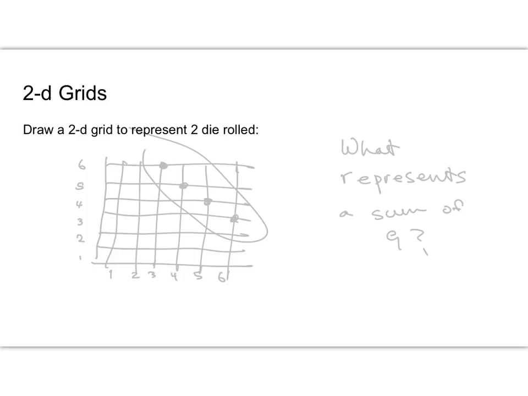And if I wanted to calculate the probability of rolling a sum of 9, you can see here that there are 36 different intersections, and 4 of them are 9. So that represents the probability.